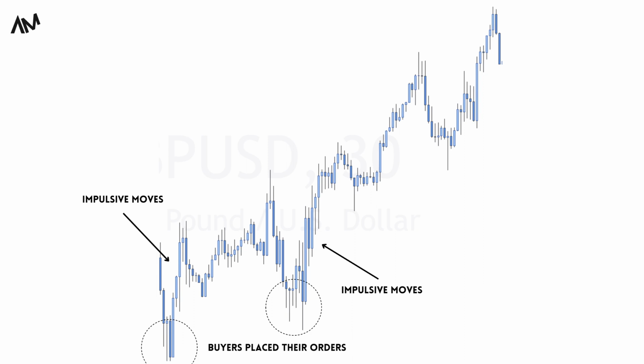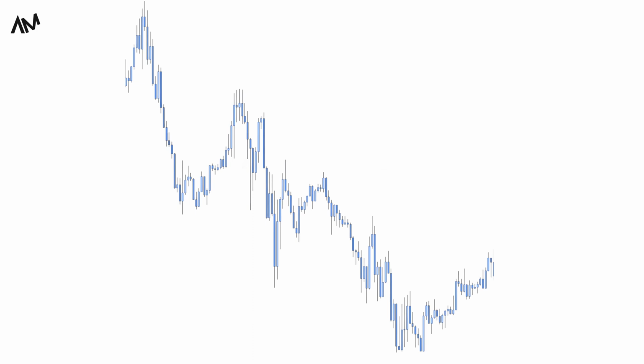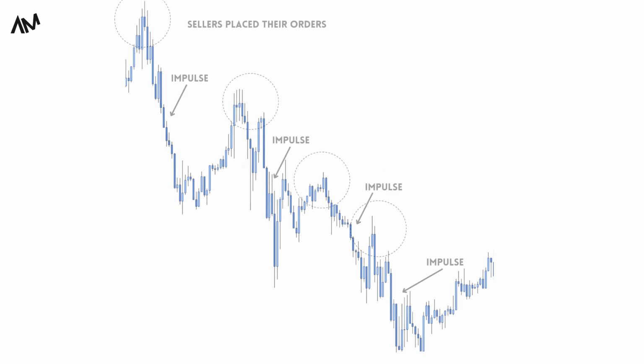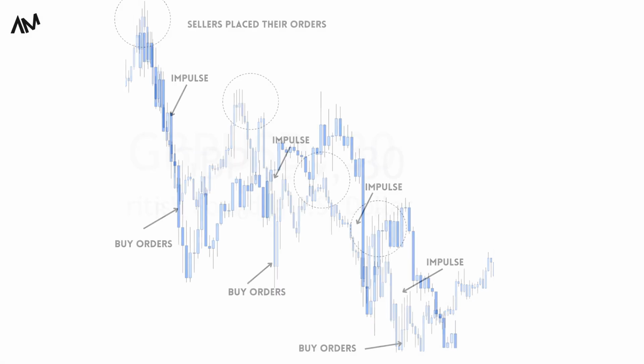However, as the price rises, some traders may consider the currency overvalued and decide to take profits. On the other hand, some traders might go short, triggering a pullback or retracement. Conversely, when market sentiment is bearish and investors are pessimistic about a currency pair, they tend to sell it, leading to an impulsive move in the opposite direction. As the price falls, some traders may perceive the currency as oversold and decide to buy it back, which can once again trigger a retracement.